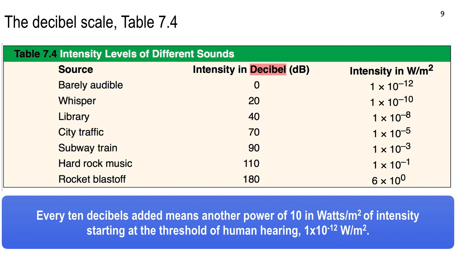So library, typical library, 40 decibels. City traffic, 70. Subway train, 90. Hard rock music, 110. Rocket blast off, 180. That's 6 watts per square meter. Oh my goodness. And that's why everybody clears out.